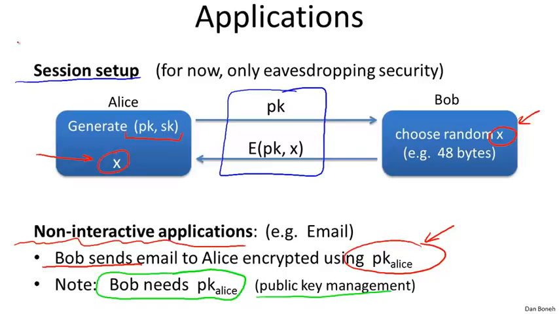But the main thing I want you to remember is that public key encryption is used for session setup. This is very common on the web, where public key encryption is used to set up a secure key between a web browser and a web server. And public key encryption is also very useful for non-interactive applications where anyone in the world needs to send a message to Alice. They can encrypt the message using Alice's public key, and Alice can decrypt and recover the plaintext.